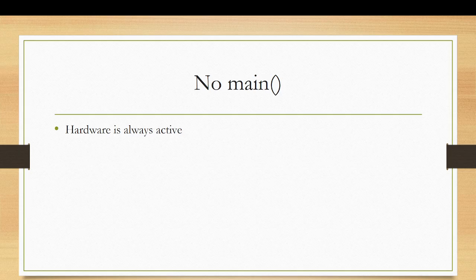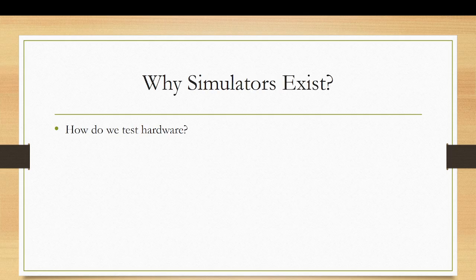Now, here is another thing that shocked programmers. Hardware has no main. No starting point, no ending point, no first instruction, no last instruction. Hardware simply exists. Always active, always listening, always responding. Think about how different that is from software. At this point, you might be wondering, if hardware is always active, how do engineers simulate it? Great question. Because simulating billions of transistors sounds impossible.